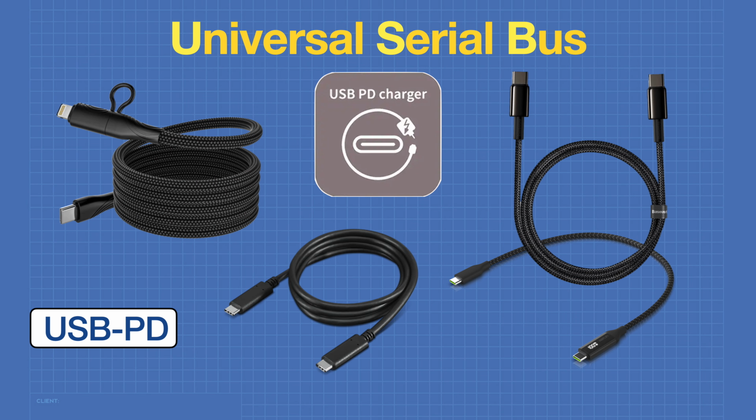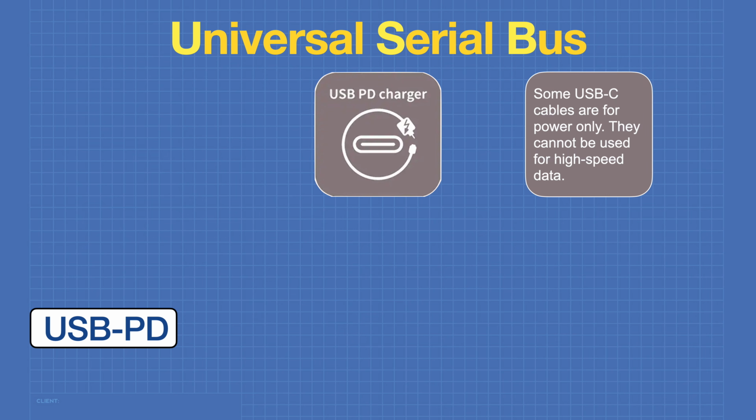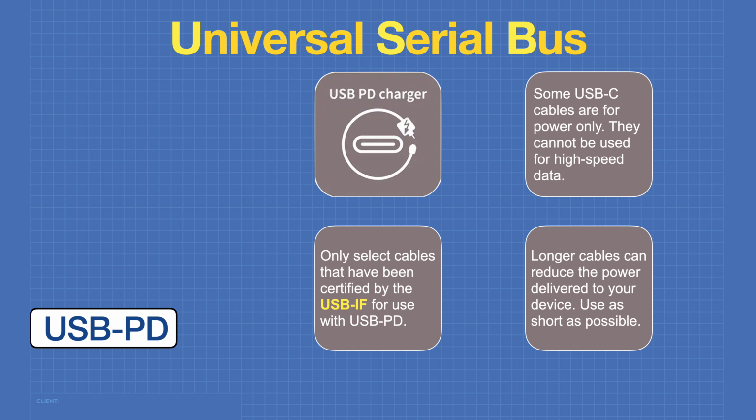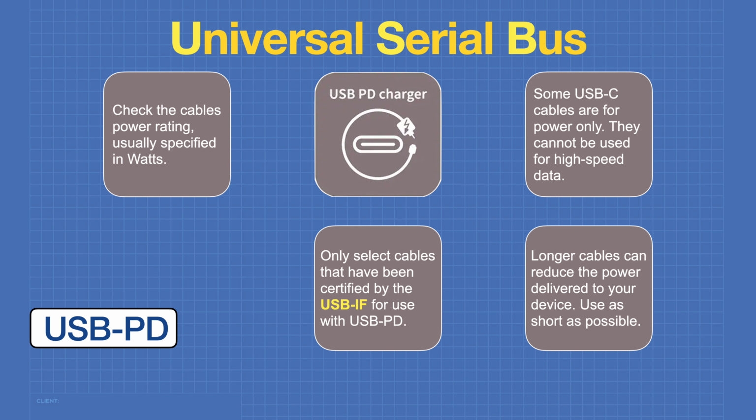Another important consideration for USB-PD is the cables that you're using. Some USB-C cables are for power only. They can't be used for high-speed data and often have thicker conductors for the power lines. Longer USB-C cables can reduce the power delivered to your device, especially for high current devices. You should try to use as short a cable as possible. Only select cables that have been certified by the USB-IF for use with USB-PD. That way you'll be sure your cable is good. You'll also want to check the power rating on your cable, and this is usually specified in watts.